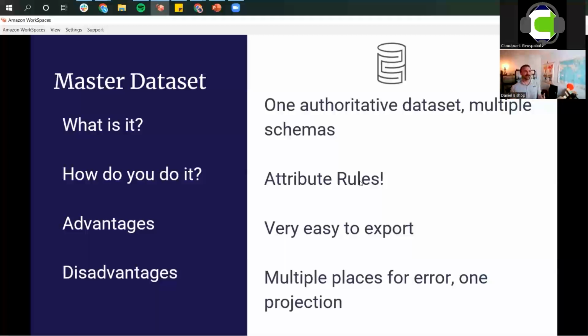Since we only have one data set, you're going to have to choose between the coordinate system type. Are you going to maintain all of your data in WGS84 and then transform it into your state plane for your CAD software, or vice versa? Up to you. But that's one disadvantage of the master data set.